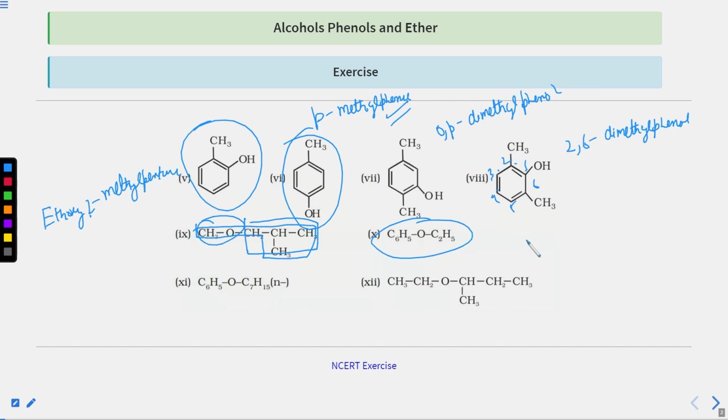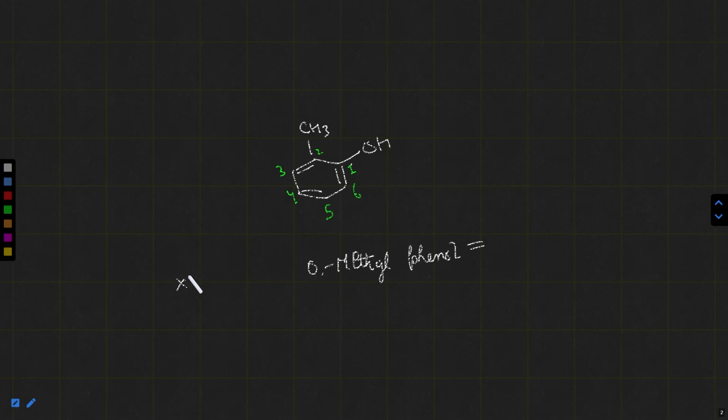What about this? This is ethoxybenzene. Sorry, this is not ethoxy. This is methoxy because 1 carbon is there. So methoxy 2-methylbenzene. This one is ethoxybenzene. What about this? So it is C7H15. I think this is written wrong. Okay, so we'll see which one is correct.